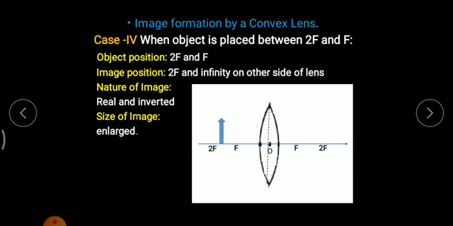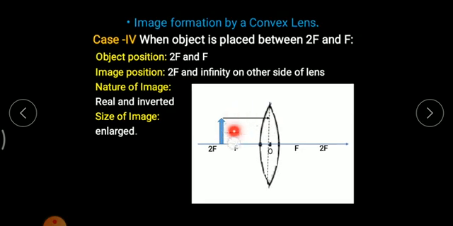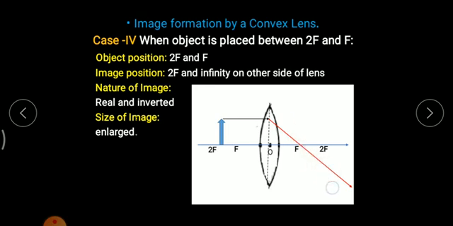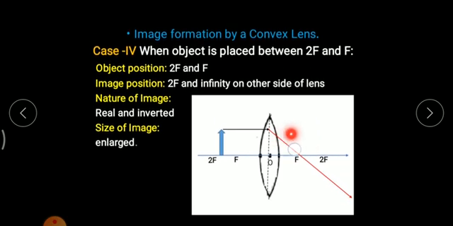Again I need to have a minimum of two rays of light. The first ray of light I am taking as parallel to the principal axis, and it will pass through the focus. As you can see, it is passing through the focus. This refracted ray is passing through the focus.